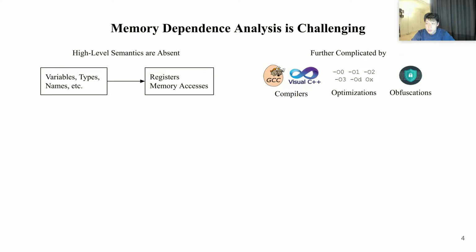However, detecting memory dependencies at the binary level is a very challenging task. This is because all source level data structures, variables, and arguments are lost and compiled down to untyped registers and memory accesses. The task gets exacerbated as the binary can be compiled by different compilers, optimizations, and obfuscations.